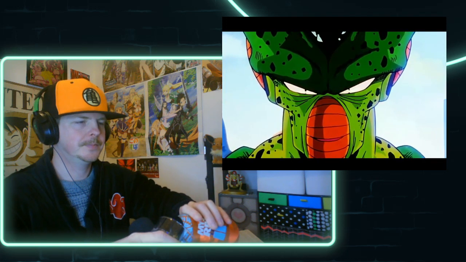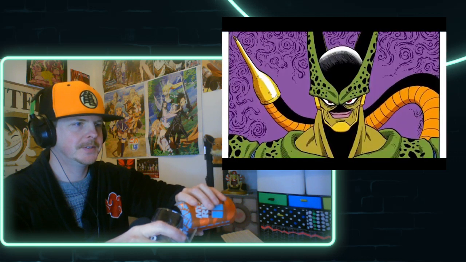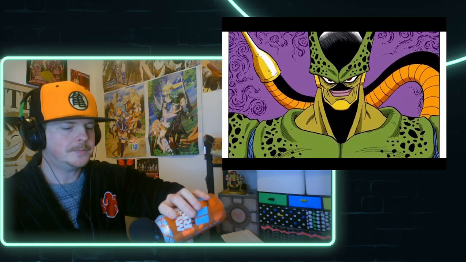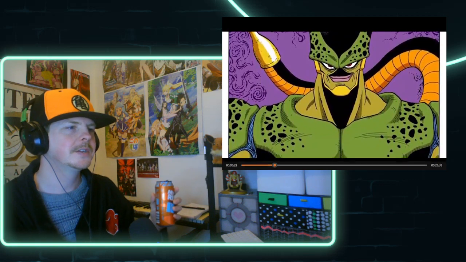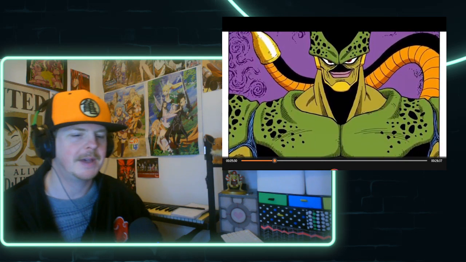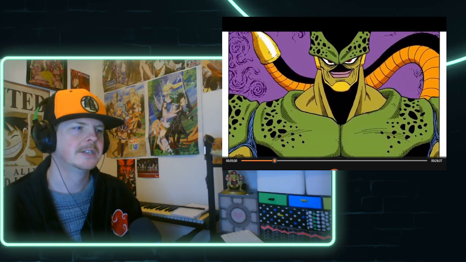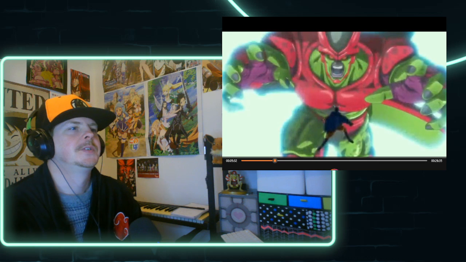Imperfect Cell, as we know him, resembles a combination of a wasp and scorpion. Semi-perfect Cell has a body that is part humanoid, part scorpion. This is Toriyama's personal favorite look for Cell. Meanwhile, the fandom feels the exact opposite. Yeah, I do. So that would make sense as to why he then went with Cell Max. Because if that's his favorite design, then sure, why not go with it again?